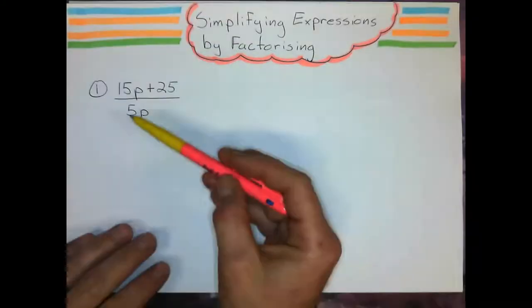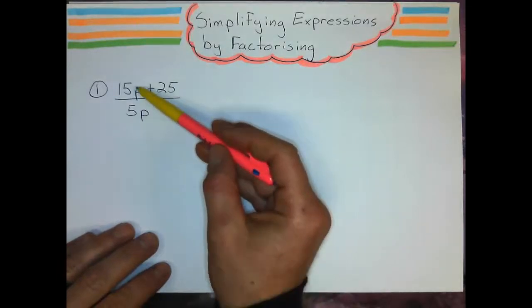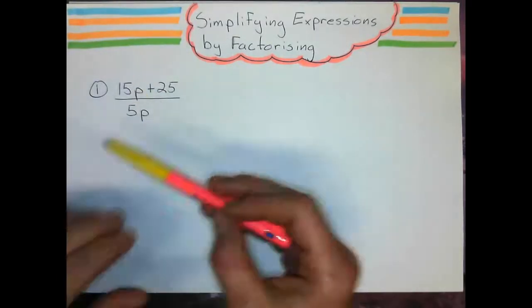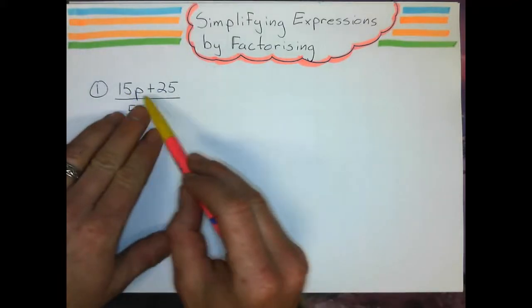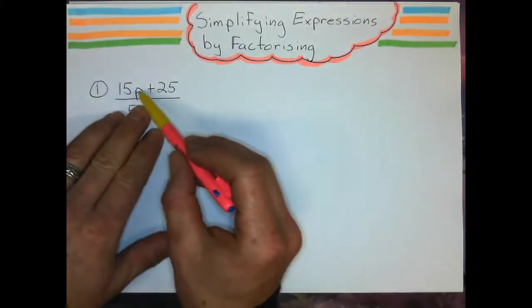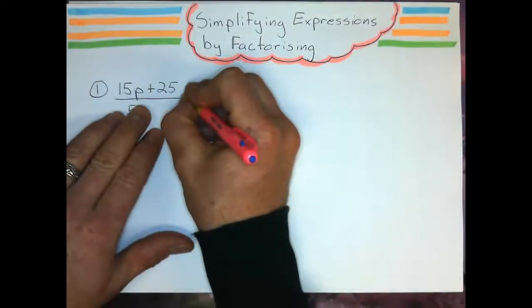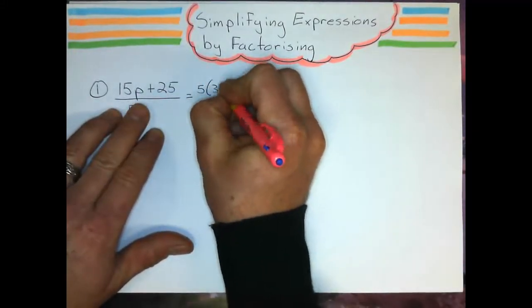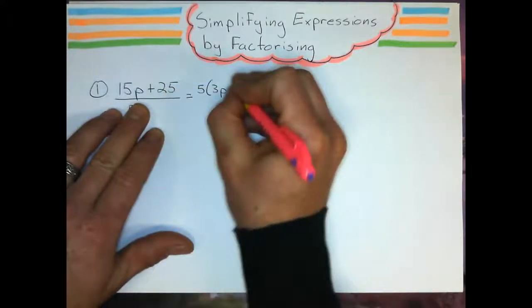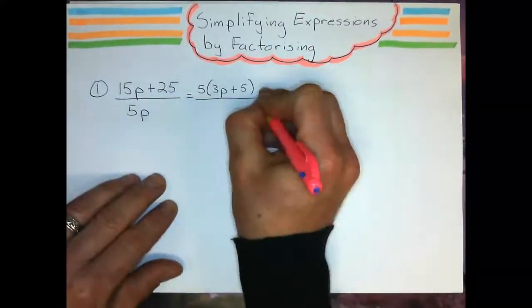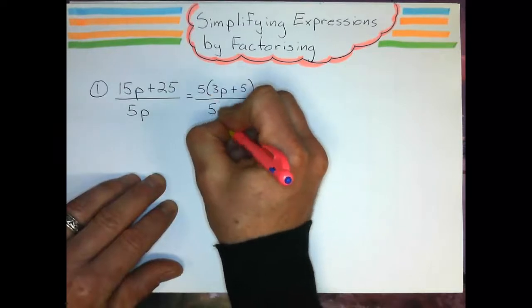Like I stated earlier, we don't want to cross-cancel those p's just yet. It's tempting, but they're not factors, so we can't do anything. So I look at the top part of the fraction, and I look for common factors, which is easy to see. I see a 5 is a common factor of that top expression, so I factorize that out. And 5 times 3p gives me that 15p, and 5 times 5 gives me that 25. And what's left on the bottom is just 5p.